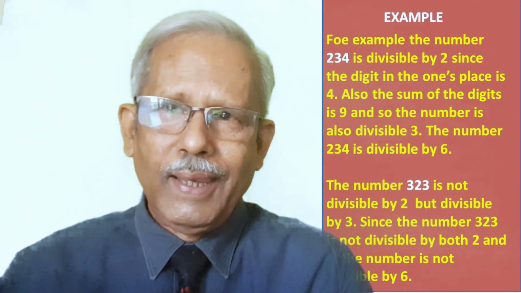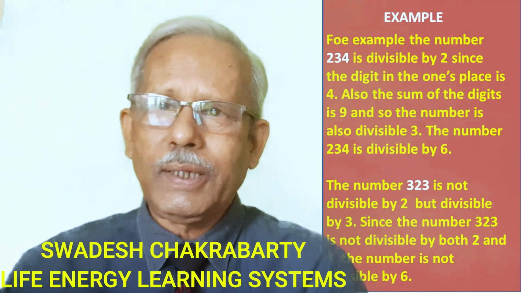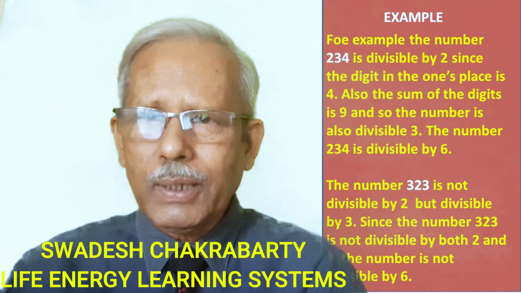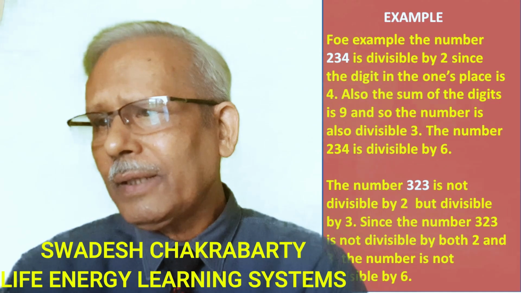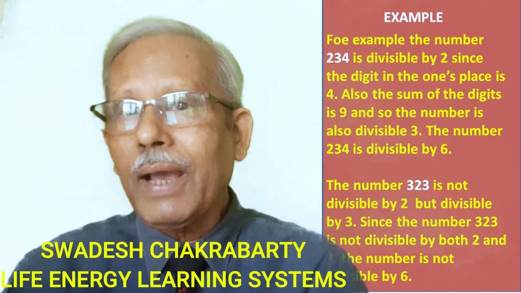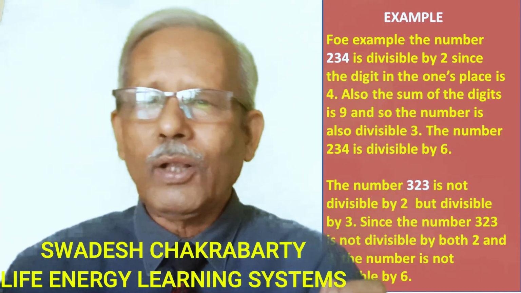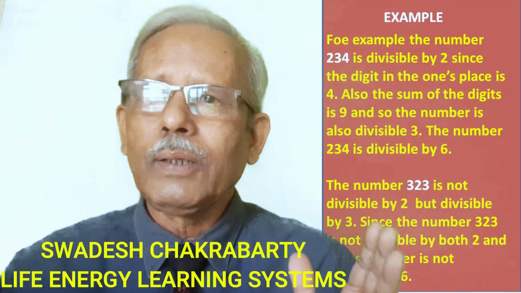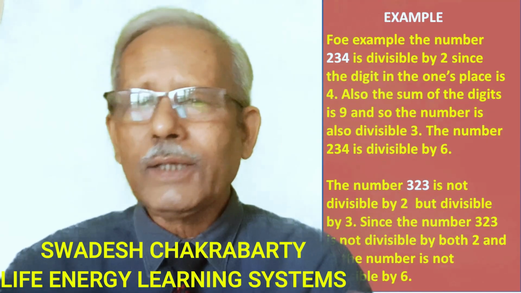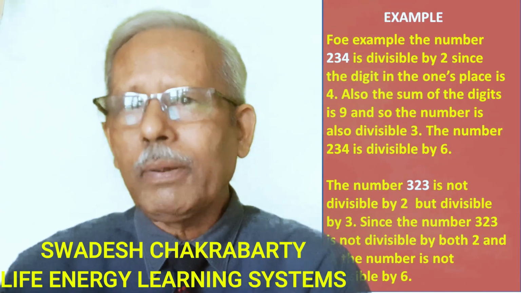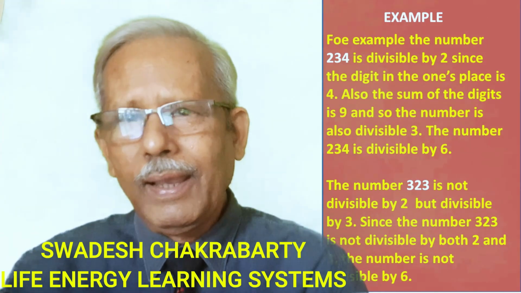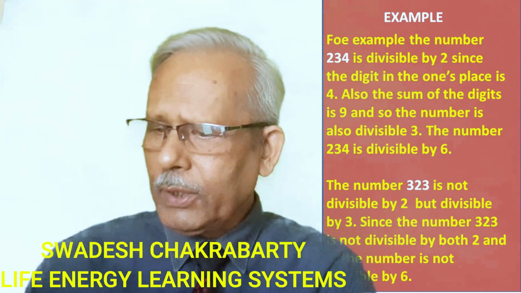If we take another number, say 323, here if we take the total of the digits, 3 plus 2 is 5, plus 3 is 8, it is not divisible by 3. It is also not divisible by 2 because the digit in the ones place is 3. Therefore, it is not divisible by the number 6. So the divisibility of 6 is confirmed when the number is divisible by 2 and 3 both.